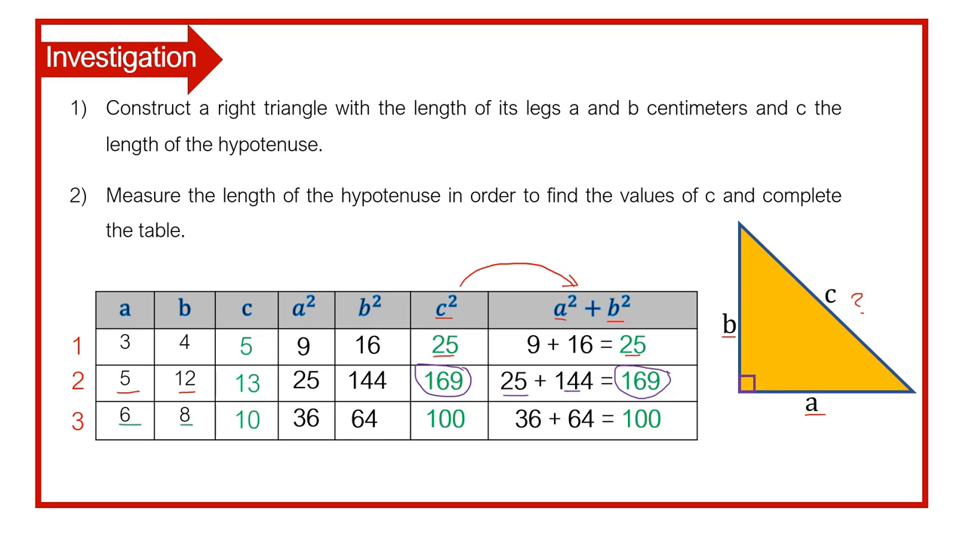Now, you can see that C squared, which is 100, is equal to A squared plus B squared, which is also equal to 100. So, from this, we can find out that C squared is equal to A squared plus B squared.